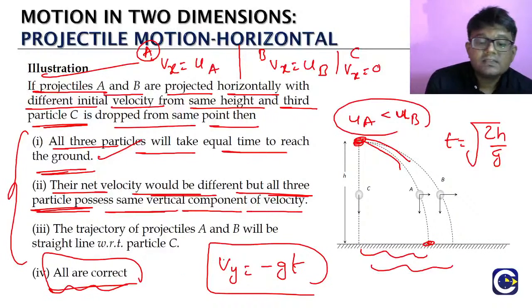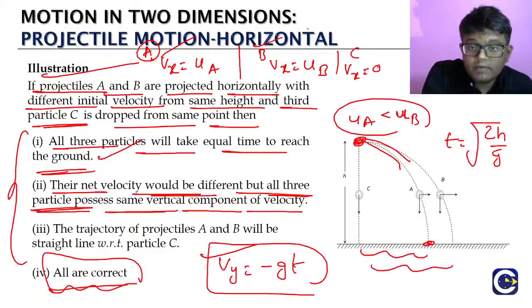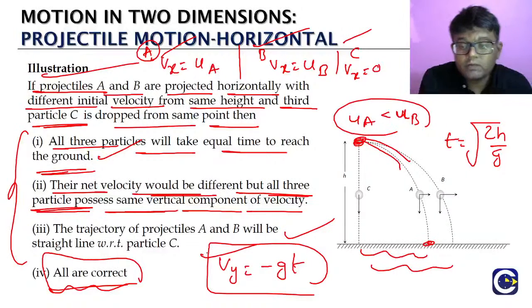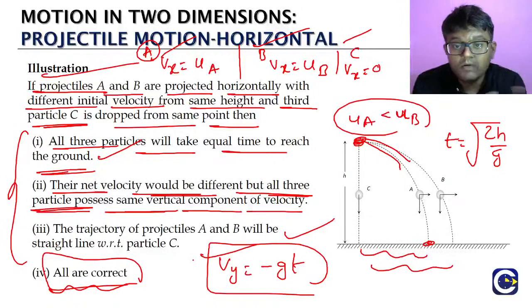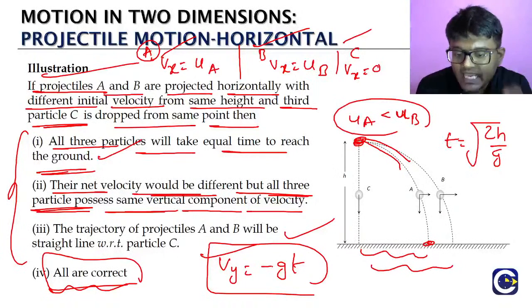Okay, which means if you look at the overall velocity of A, it will be given by what? The vertical component as well as the horizontal component. Overall velocity of B is given by vertical component and horizontal component. Overall velocity of C is given by vertical component and horizontal component. Overall velocities will be different, but look at the vertical component. All of them have the same vertical velocity.